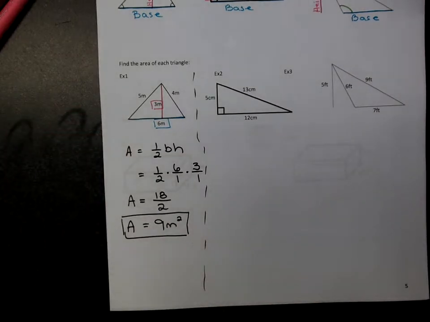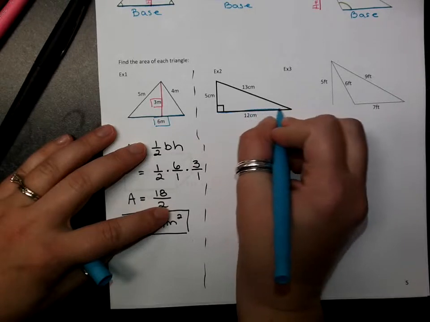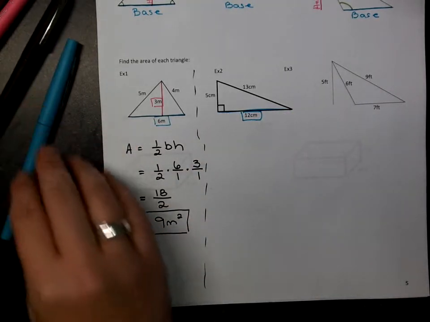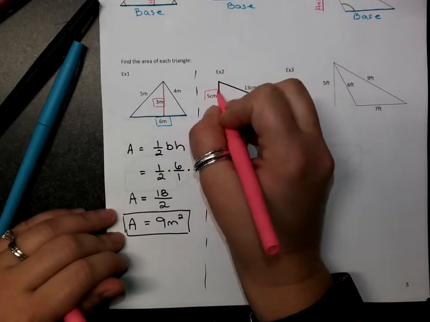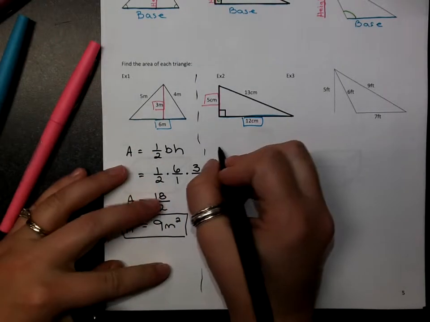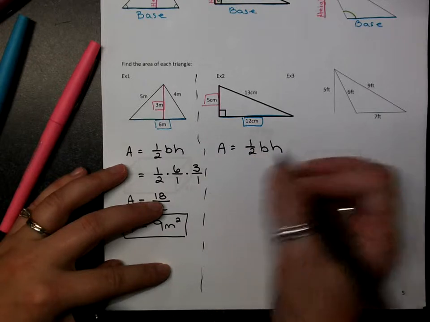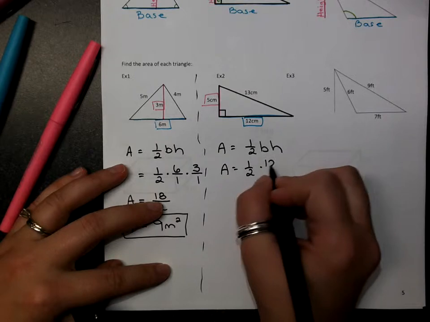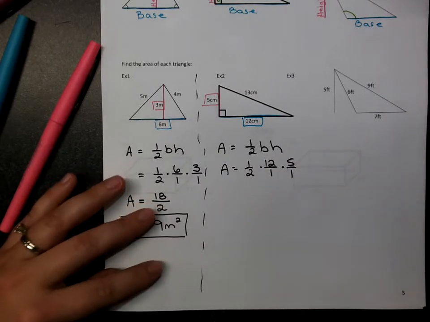Alright, let's try the next one. Base is along the bottom, so 12. Height is the vertical distance from the highest point straight down, so 5. Area equals 1/2 base times height. So that's 1/2 times, I'm going to put the 12 over 1 times 5 over 1.